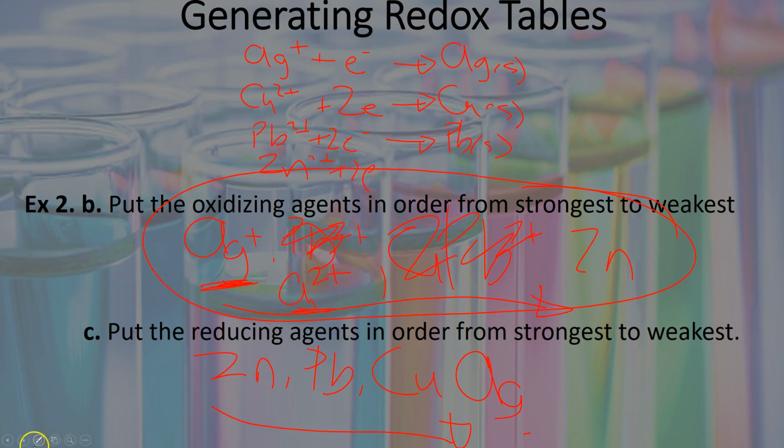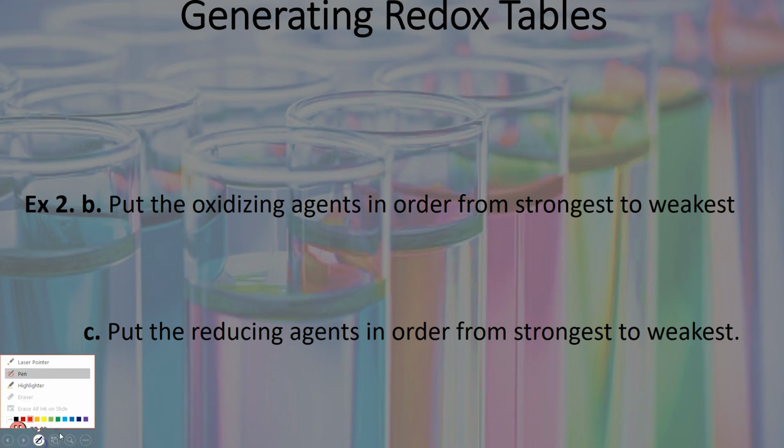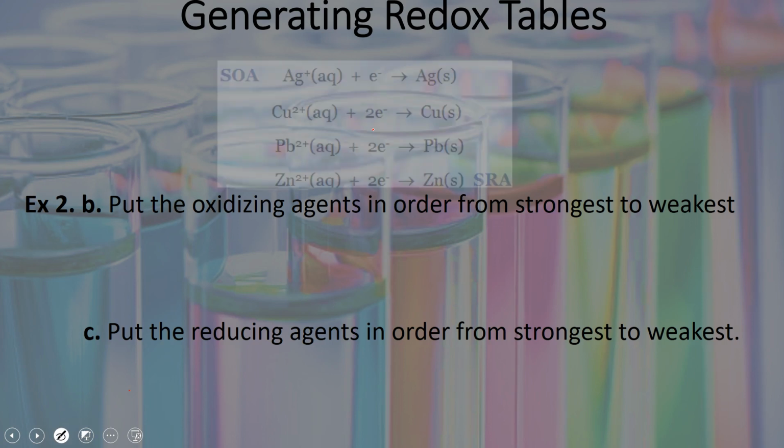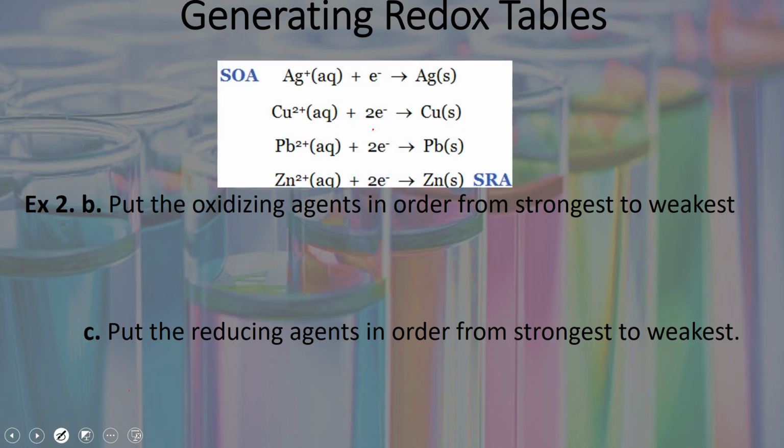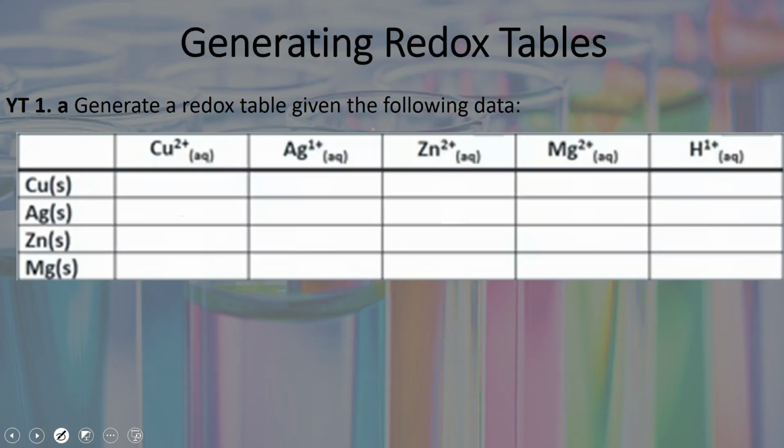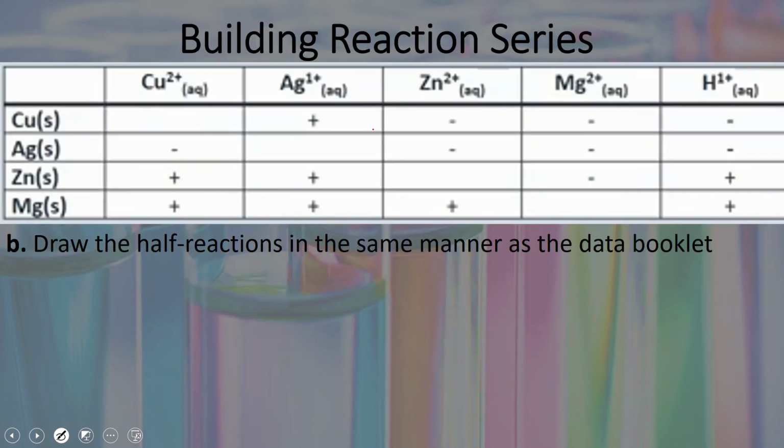Based off of that table, and it's very important to know how to do that table, because right now, everything that we're talking about is in your data booklet. They're going to give you reactions that aren't on here, and then you have to create your own table, and then create another half reaction table. And so you could put those in order to figure out which is the SOA, which is the SRA. Okay, so you try that if you want to.